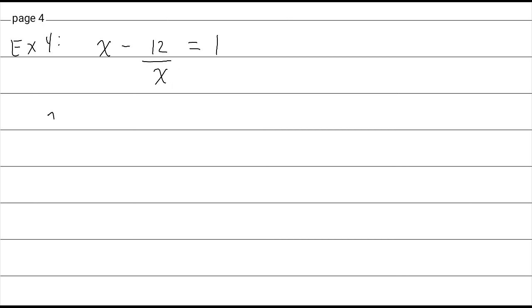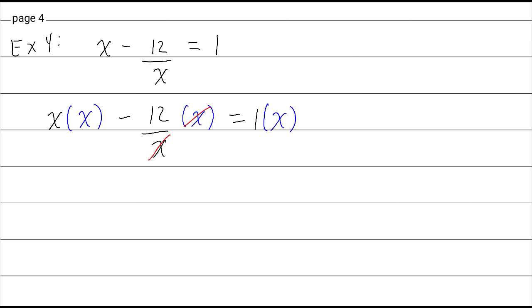So x times x minus 12 over x times x equals 1 times x. Now the only denominator that's going to cancel out, of course, is here, the only denominator that we have. So this simplifies. x times x is x squared minus 12, all right, that's all that's left here, equals 1 times x is x.